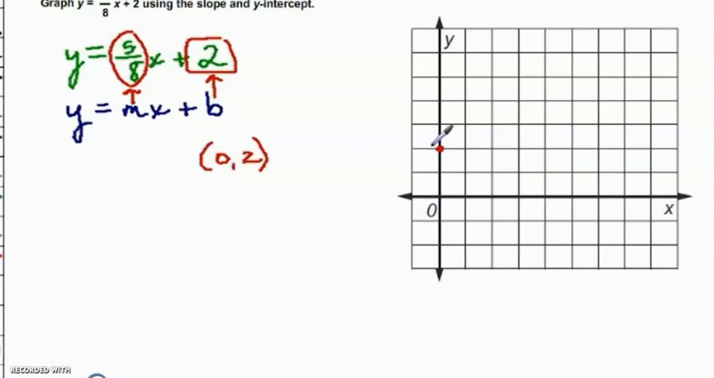Now our slope is 5/8, so all we need to do is count up 5 and then over 8. That is our rise and our run, and that gives us our slope and our second point. And what we can do is now simply draw a line between our y-intercept point and the point that we found where our slope is, which would be 8, 7. And we've been able to graph the line with the information that we were given.